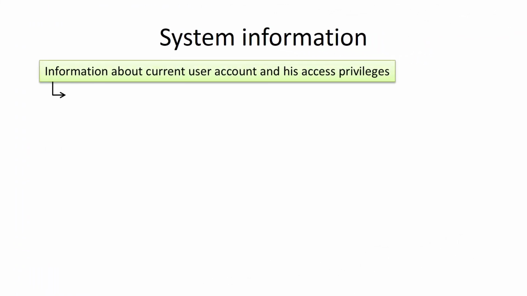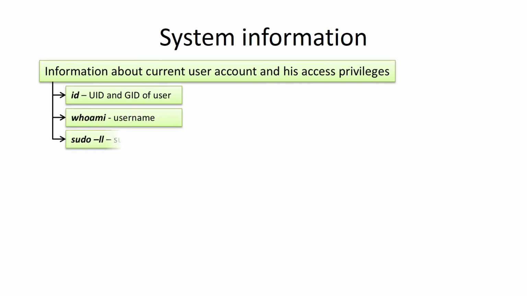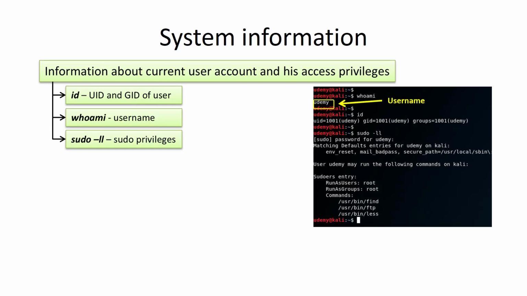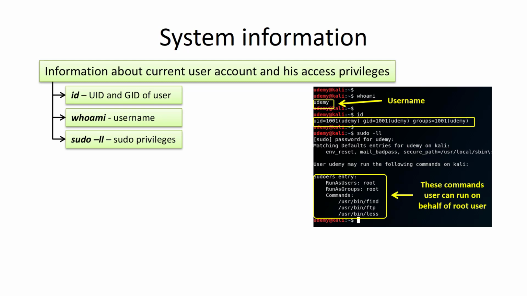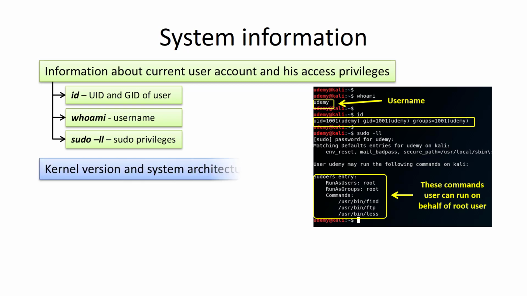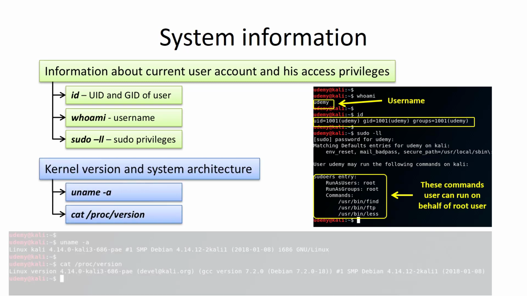When you get an access to a remote system, the first thing you should do is to get as much information as possible about current account and compromised system. The following commands will provide you basic information about user. Basic information about system you can get from these commands.